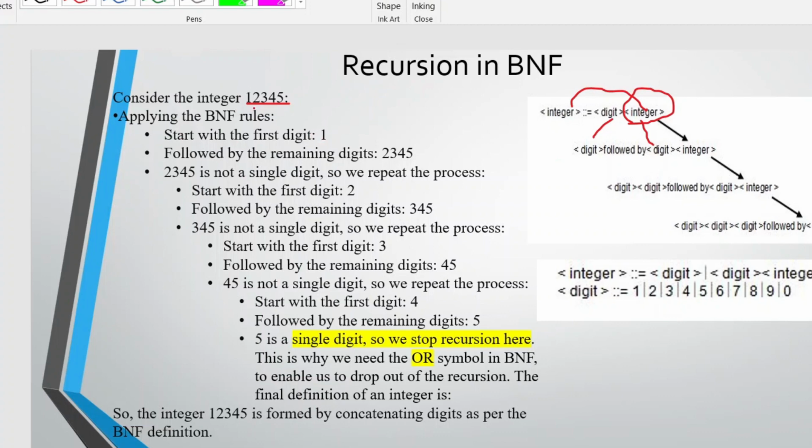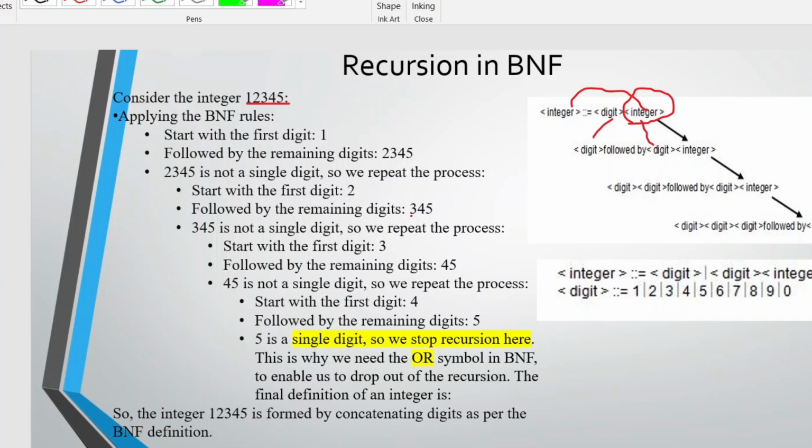So how many digits are remaining here? 2, 3, 4 and 5. Now 2, 3, 4, 5 is not a single digit, so we repeat the process. Start with the second digit 2. Now 2 is treated here as a digit, and the rest 3, 4, 5 will be called again by the definition of an integer, because it's recursion occurring here. It will call the recursion again.